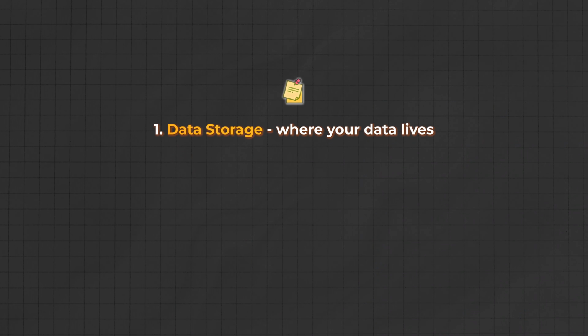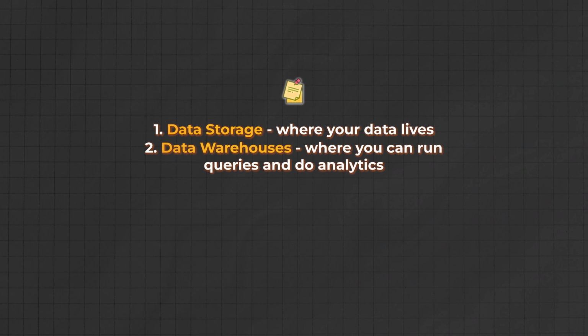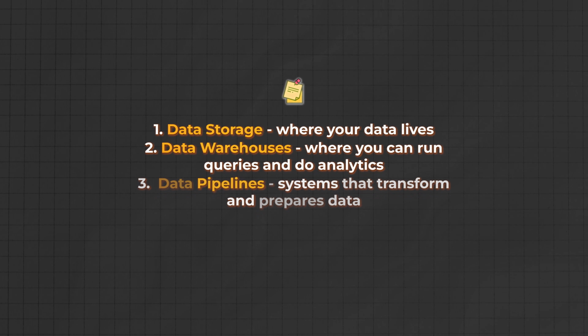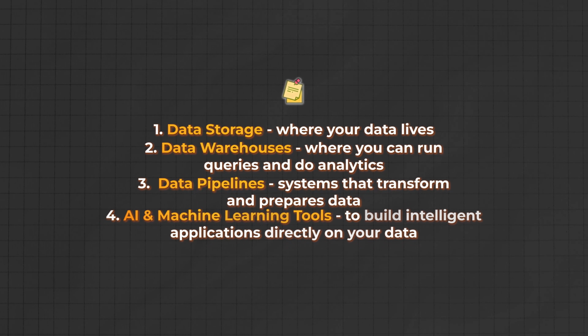First, data storage, so where your data lives. Next, data warehouses, so where you can run queries and do analytics, especially on a large amount of data. Data pipelines, so systems that transform and prepare data. And then AI and machine learning tools, so that you can build intelligent applications directly on your data.